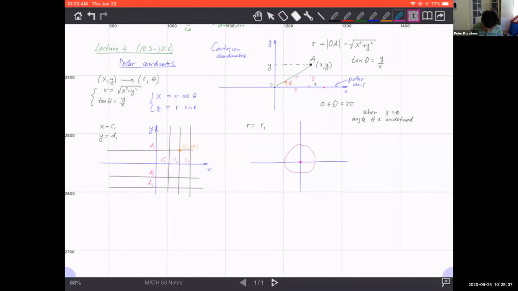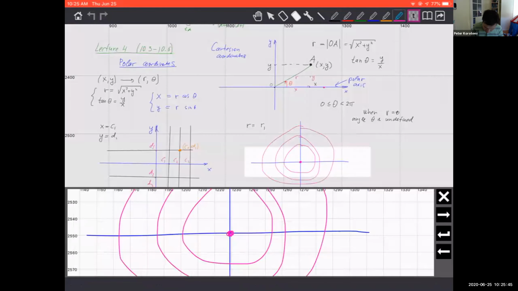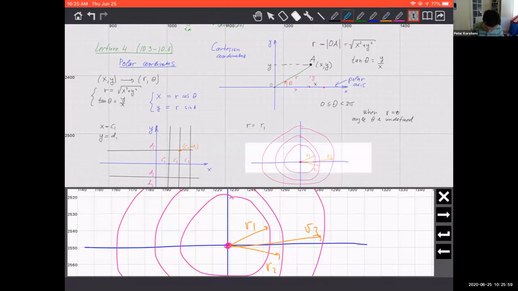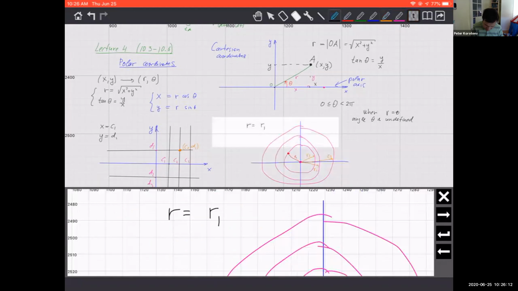Indeed, so this is one circle, this is another circle, this is another circle. So here I drew 3 circles of increasing radii. Okay, so this may be R1, R2, and R3. And then indeed, if you pick a point, every point on the circle of radius R1 is R1 units away from the origin, and it's true for every angle, right?